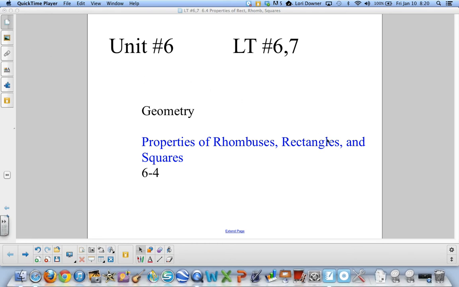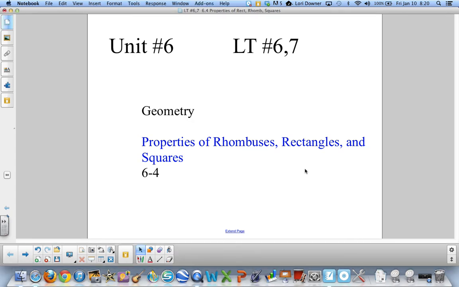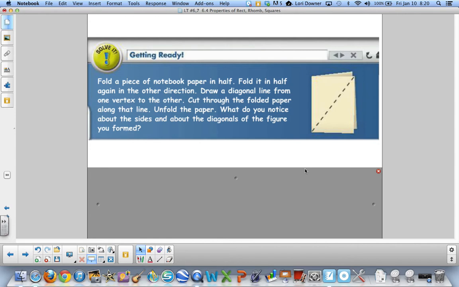This movie is for Unit 6, Learning Targets 6 and 7. It deals with properties of a rhombus, rectangle, and square. You will need your purple sheets out, as well as your math notes. We're going to skip this getting ready because you did do the investigation.